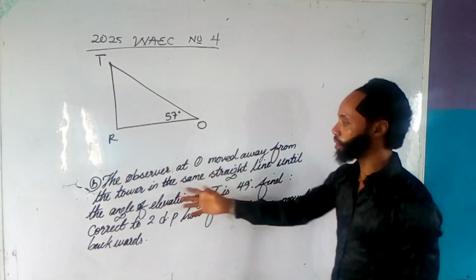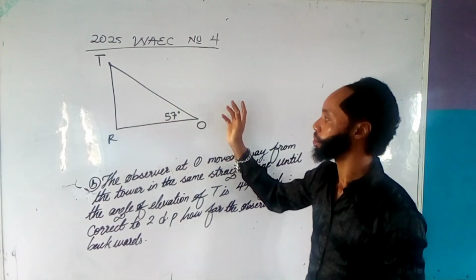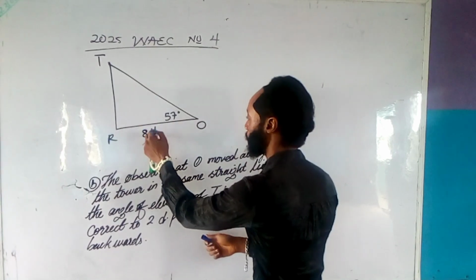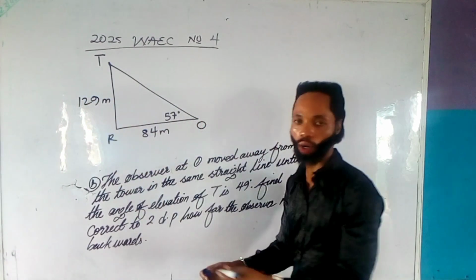Okay, this is our big question, and this is what we had from our first diagram. Now we know that OR is 84 meters. Then here we got a 129. We solved this initially, we got 129.